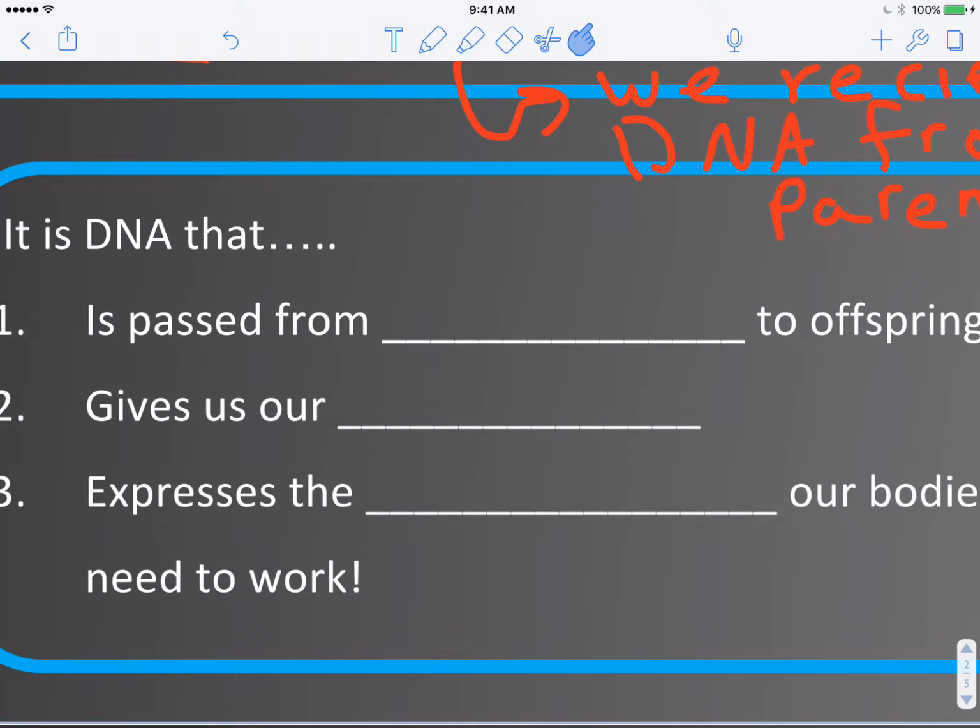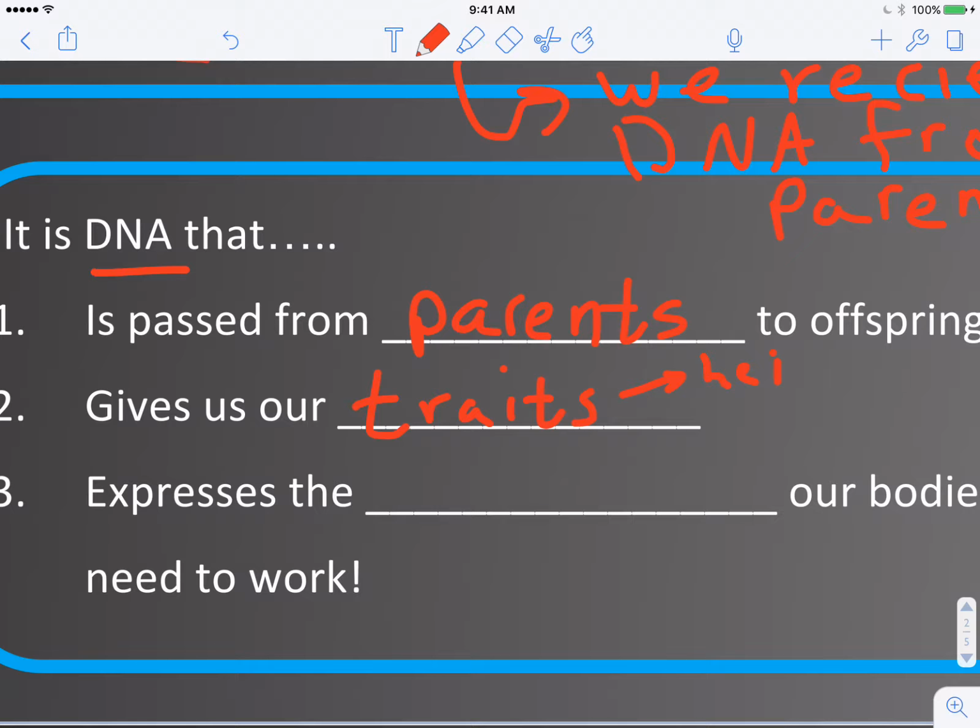So, as I just alluded to, this is talking about DNA here, and that's what's passed from parents to offspring. It's what gives us our traits. Height. Hair color. Basically anything about us. That's what our traits are. Any observable thing you can see and lots more than that. But we're going to get to much of that once we get to DNA this winter.